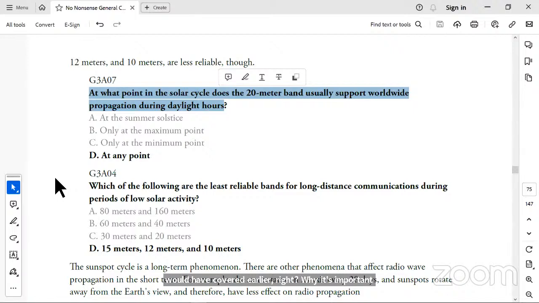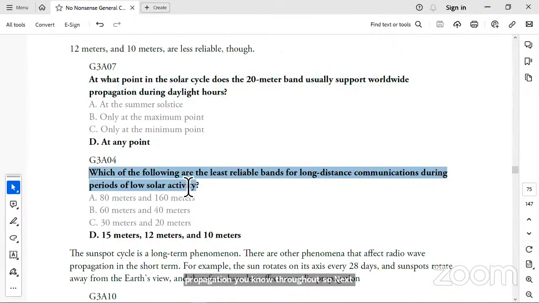Let's continue. At what point in the solar cycle does the 20-meter band usually support worldwide propagation during daylight hours? So we say that that 20-meter band usually could work during the day at any point, right? It's a good band. You'll find ham radio operators using that 20-meter band. That's the 14 point something megahertz. Very popular band for amateur radio operators. You tend to have good propagation throughout.